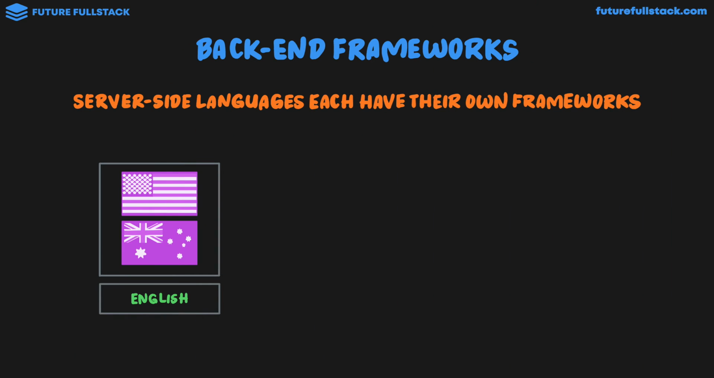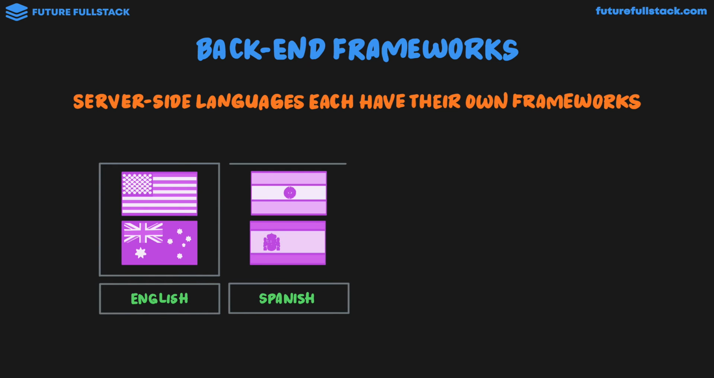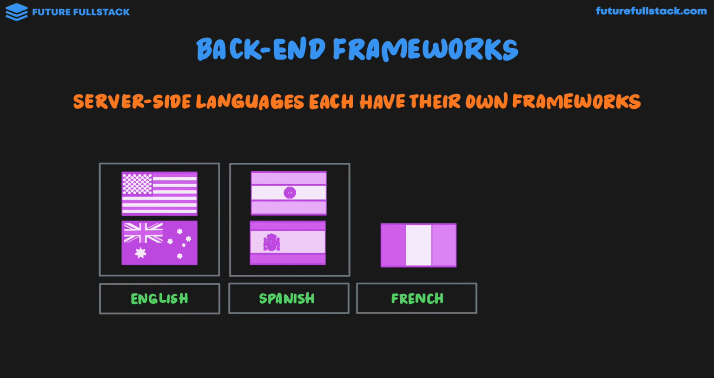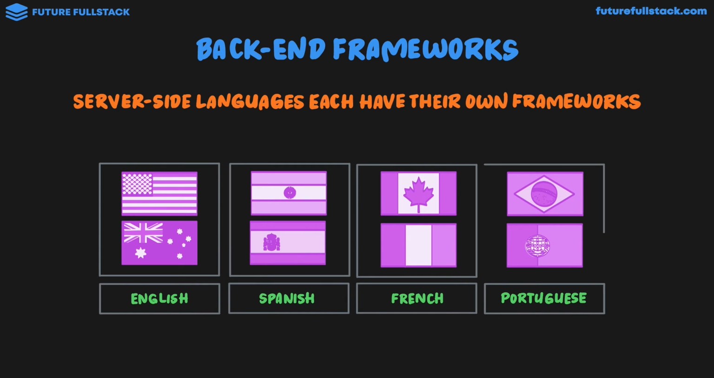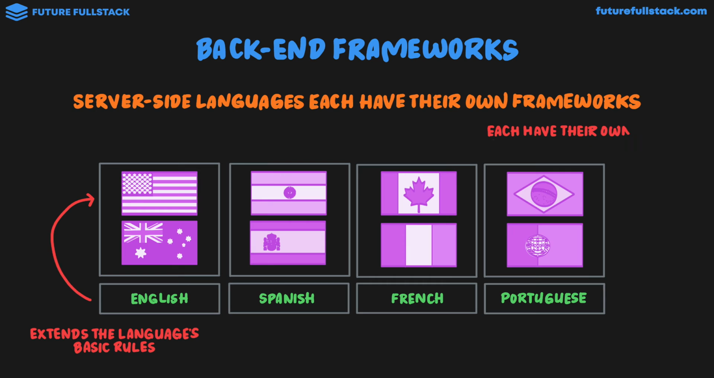This concept applies across other languages. For instance, there are substantial differences between Spanish, spoken in Spain and Argentina, between French, spoken in France and some regions of Canada, and Portuguese, in Portugal and Brazil. They all showcase unique extensions of the language's basic rules, where each have their own dialect and slang.